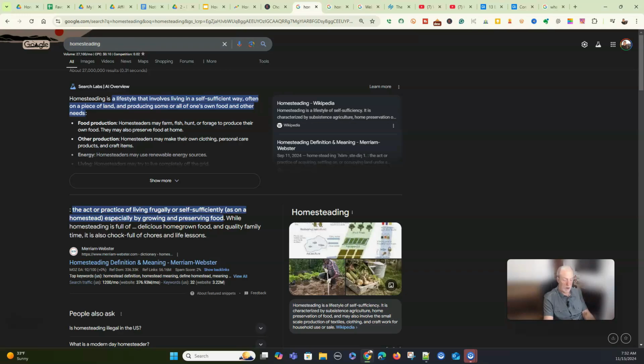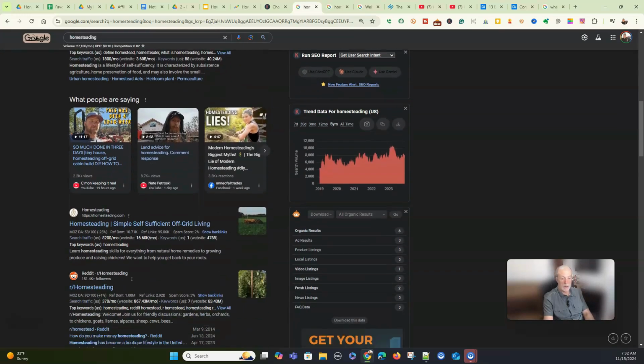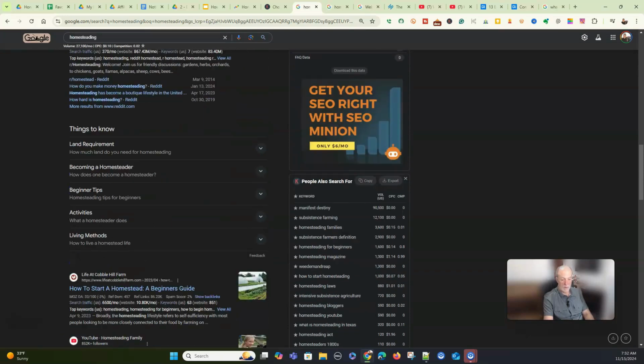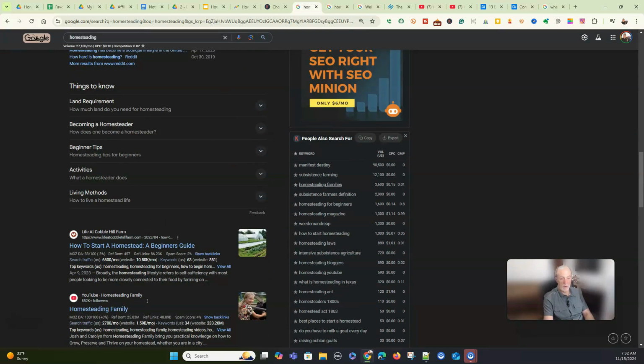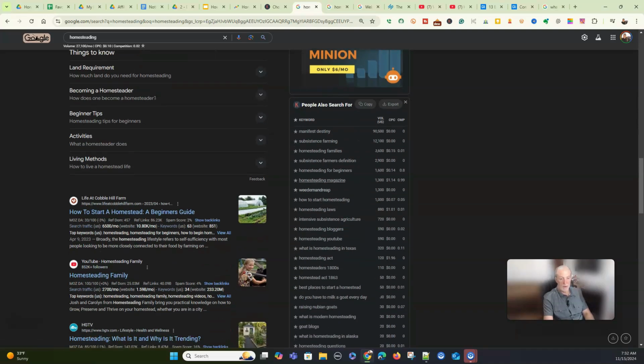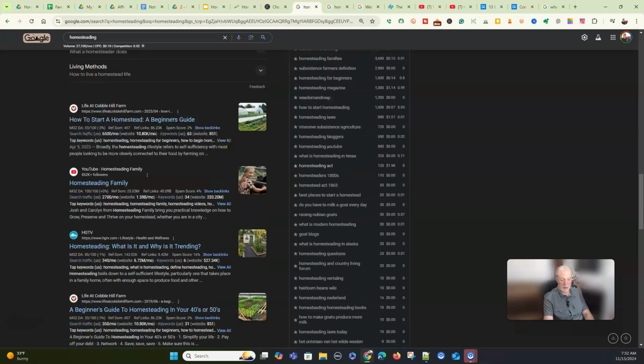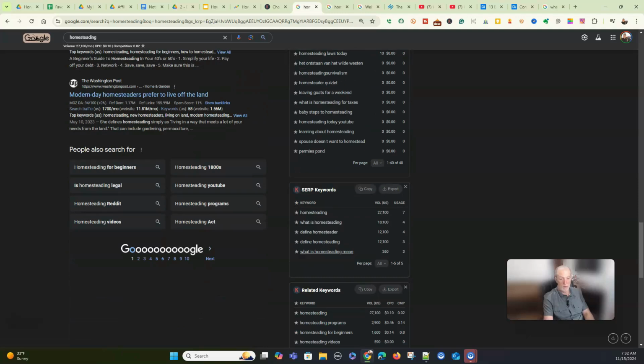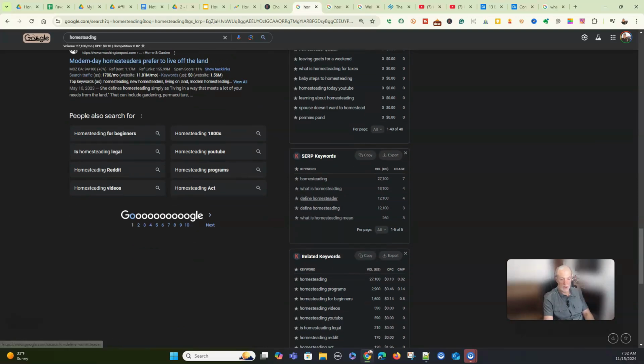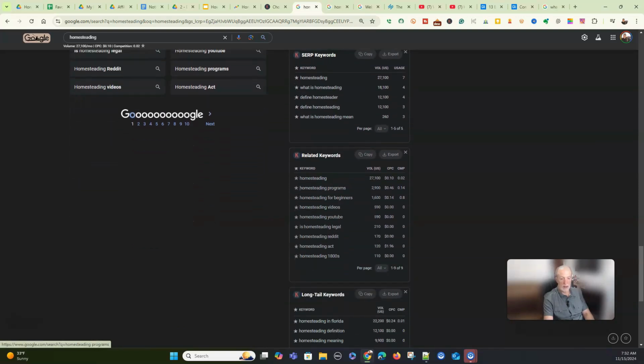And then here it's got very low competition for that single keyword, but that is not a long tail keyword. So we come down here to the right, we can see other keywords that people are searching for, and we can see the volume, and we can see the competition. And so these are keywords related to the keyword homesteading. And then we go down here and we can see other words, SERP keywords, and their usage.